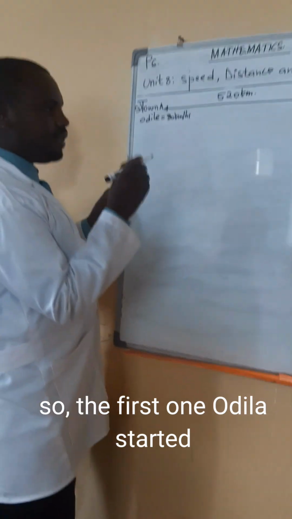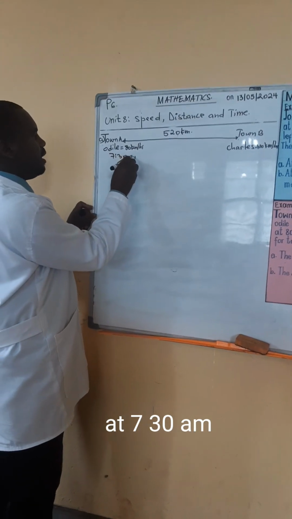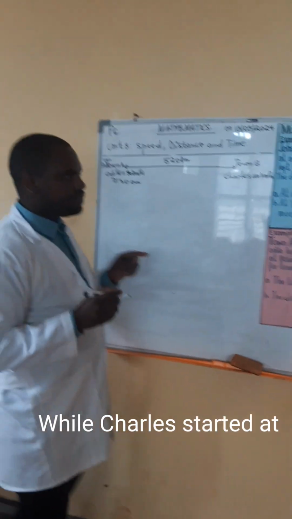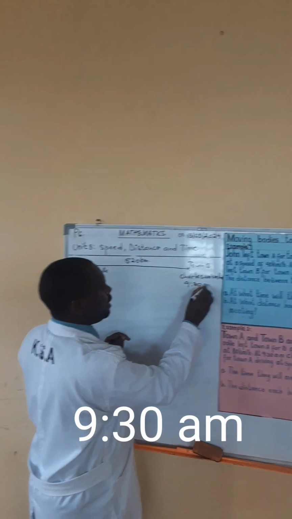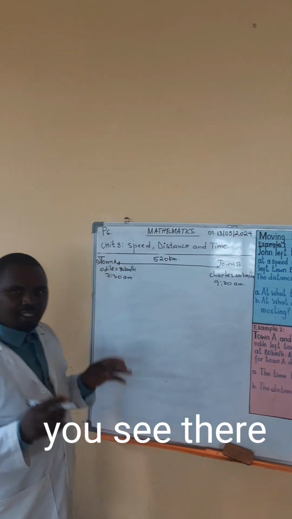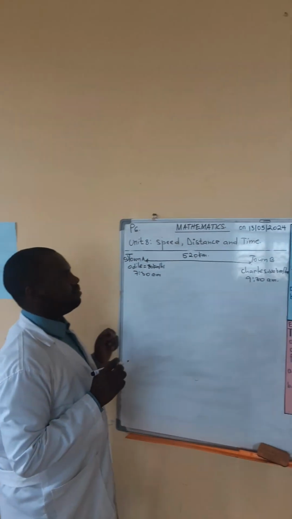So the first one, Odila started at 7:30 a.m. while Charles started at 9:30 a.m. You see their departing time is different, it's not the same.